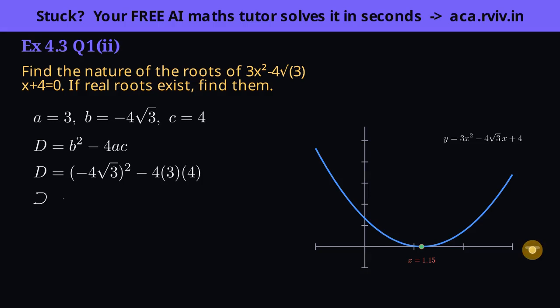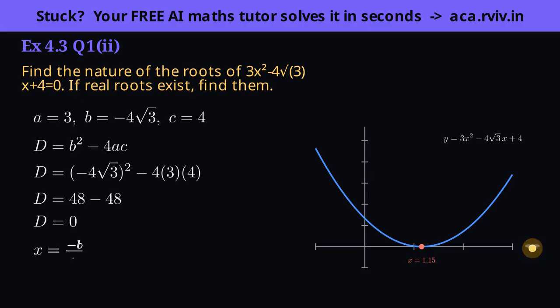Square that term carefully. Minus 4 squared is 16, and root 3 squared is 3. So together 16 times 3 is 48. The 4ac part is also 48. Simplify. 48 minus 48 is exactly 0. That's the special borderline case. A zero discriminant means two equal real roots.